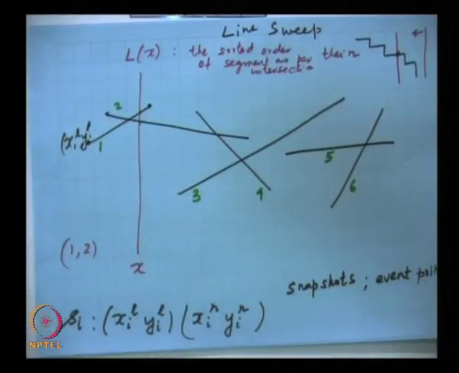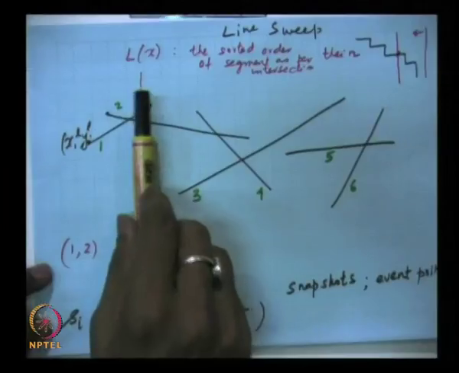At this x, L of x is 1, 2, because it first intersects 1 and then it intersects 2. You can calculate the exact intersection point, or you can simply keep a record of the fact that there is this line segment 1 and this line segment 2, and you have the description of each somewhere. Whether you want the exact intersection or not is not the point. It is the ordering that we are going to use. So at this point it is 1, 2.